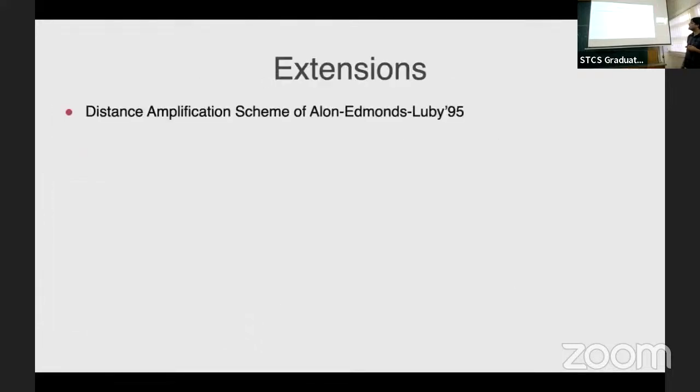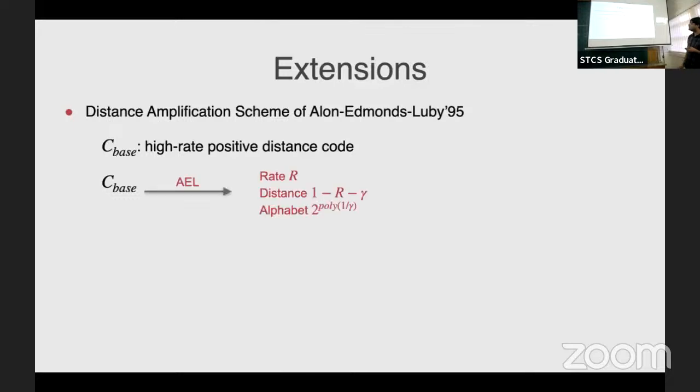So let me quickly talk about some extensions. So this was all Tanner code. There's a different distance amplification scheme of Alon-Edmonds-Luby, where we start with some high rate positive distance code. And with the AEL amplification, we can get rate r distance 1 minus r minus gamma, where gamma is arbitrarily small, and we pay the cost per gamma in the alphabet. So you get near MDS codes starting from any high rate code. So for example, if you started with this high rate code being LDPC, you get near MDS LDPC codes.